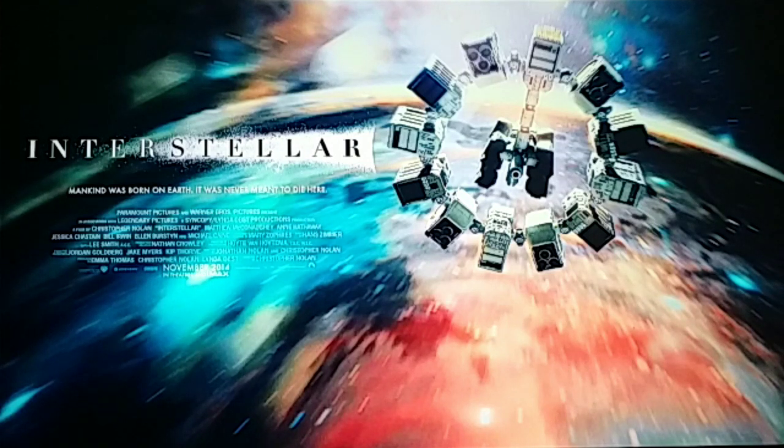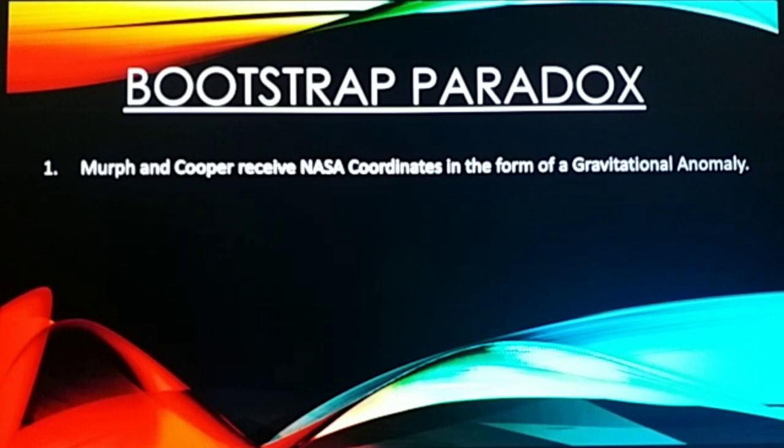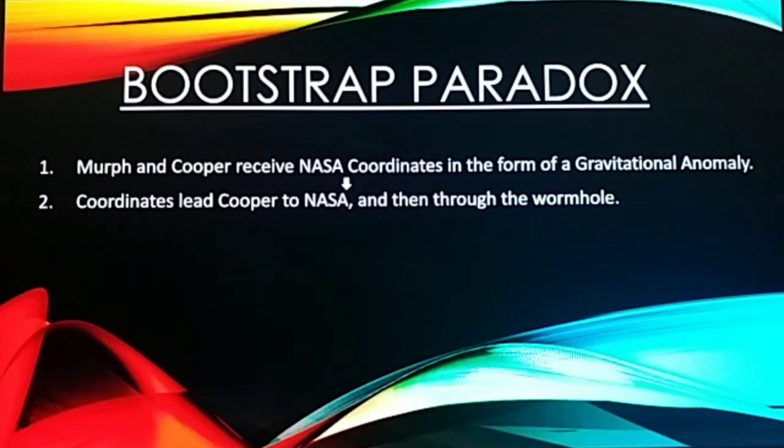So most of you must be aware of the bootstrap paradox that is being talked about here. But for those who are not, let me just explain here. So I have listed the events that take place in the movie, and one event leads to another. So here it is. Event one is Murph and Cooper receive NASA's coordinates in the form of a gravitational anomaly. Now that leads to event two, that coordinates lead Cooper to NASA and then through the wormhole.